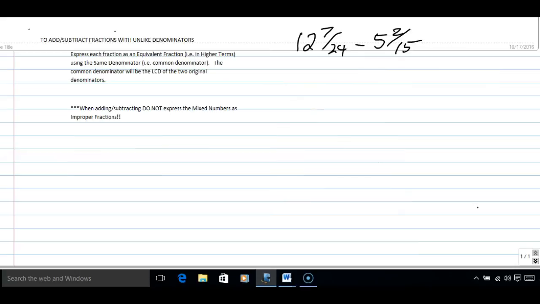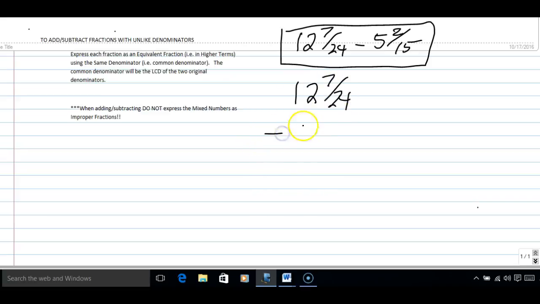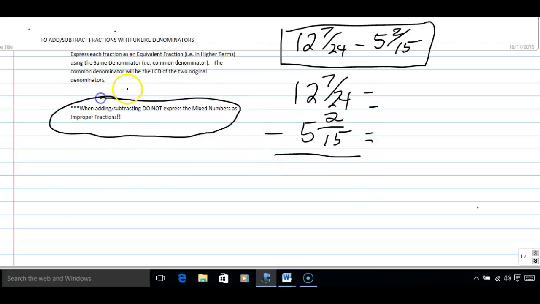Here I'm subtracting two mixed numbers, but that's okay. Again, what I'm going to do is take these two mixed numbers, and I like to write those in column form. Now, something is very important. When we're adding or subtracting, do not express the mixed numbers as improper fractions. It would not be wrong if you did so, but it would just create a lot of unnecessary and sometimes very messy arithmetic. For example, 12 times 24 plus 7.